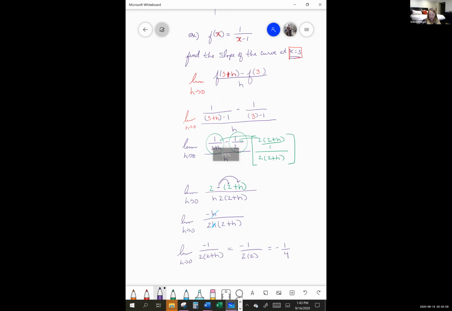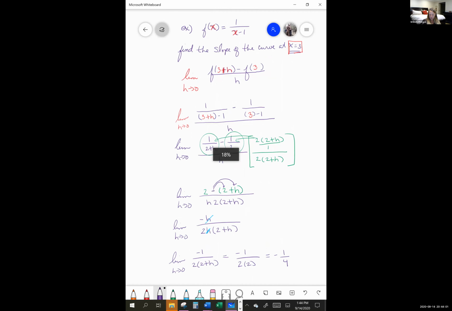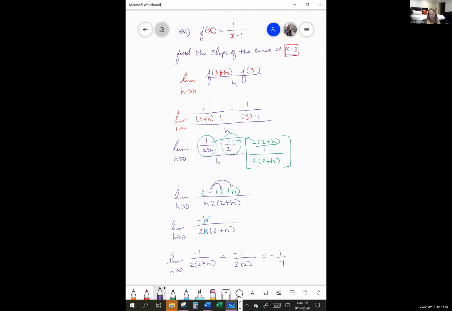Based on that, the slope at x equals 3 of the function 1 over x minus 1 is negative 1/4. Let me just pull that up to show the slope.